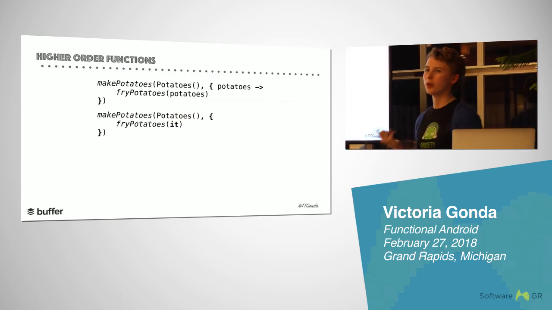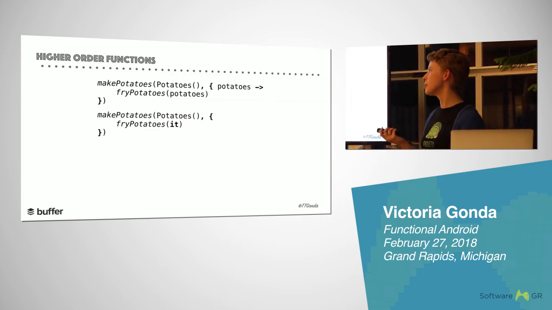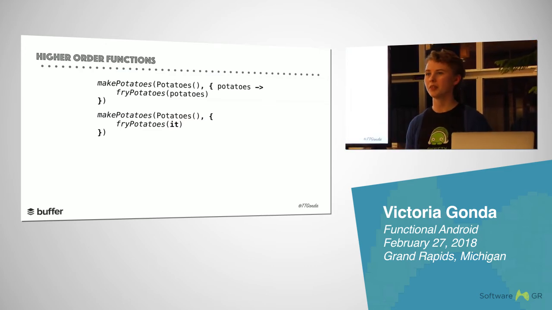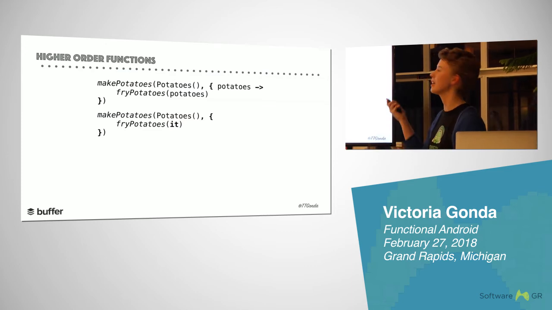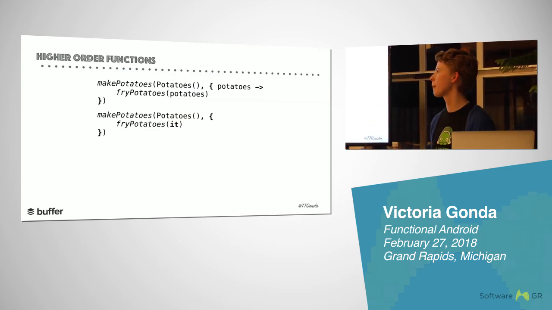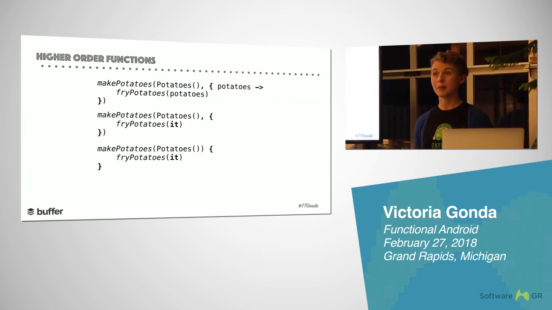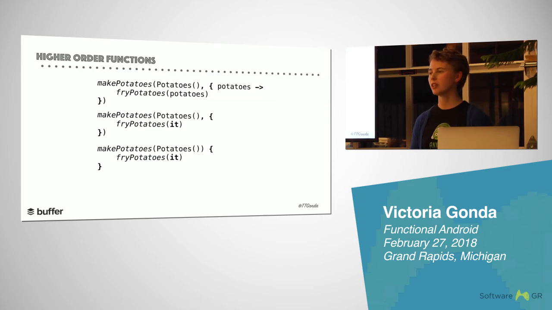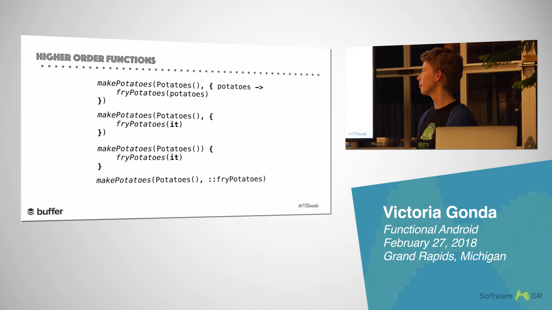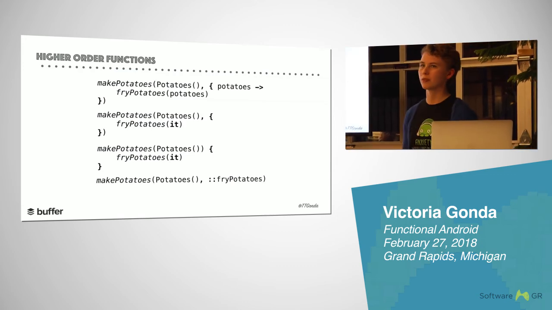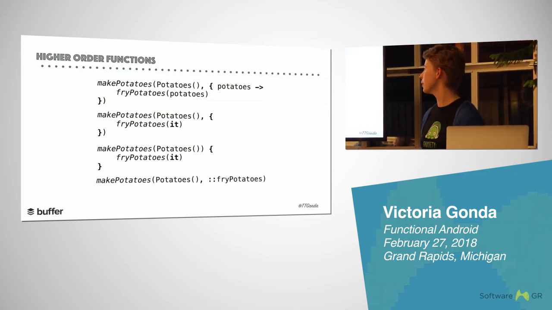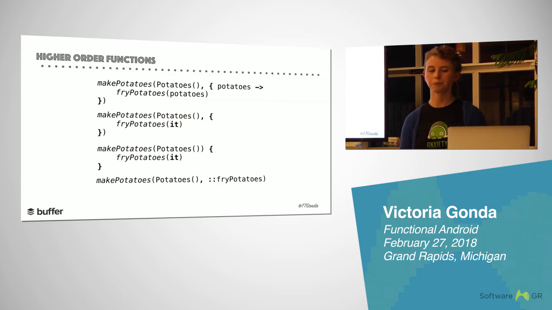Because there's only one input variable, we don't have to name it potatoes. We can let it default to a variable named it. So it is the same thing as potatoes was above. Because the function, or lambda being passed in, is the last parameter of the function, we can put the curly braces outside of the parentheses. And then because there's 0 or 1 inputs to it, we can use this function reference.